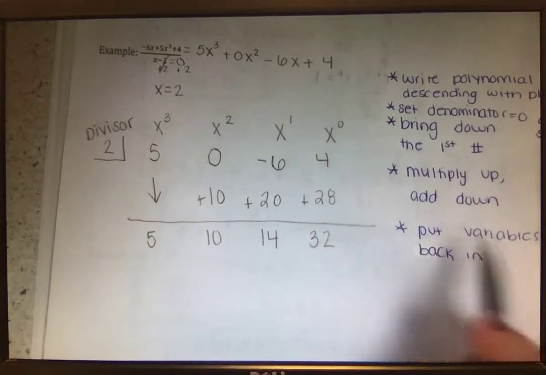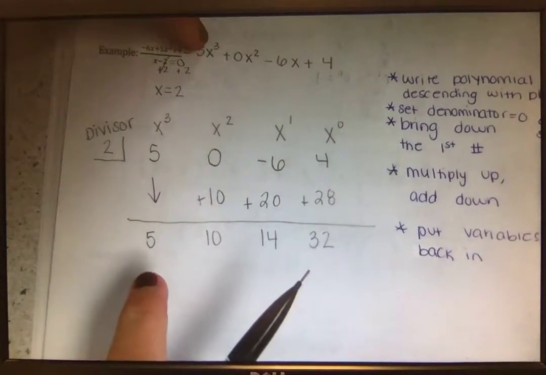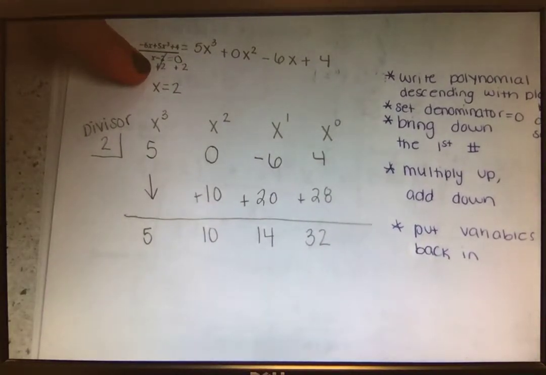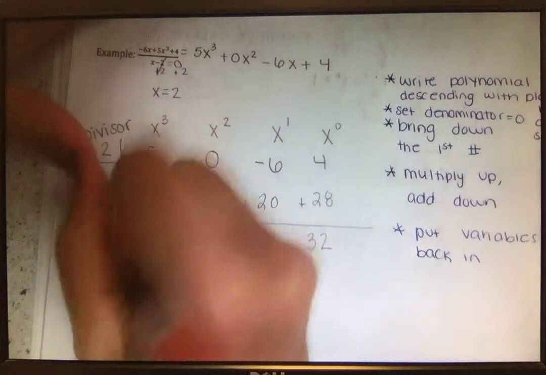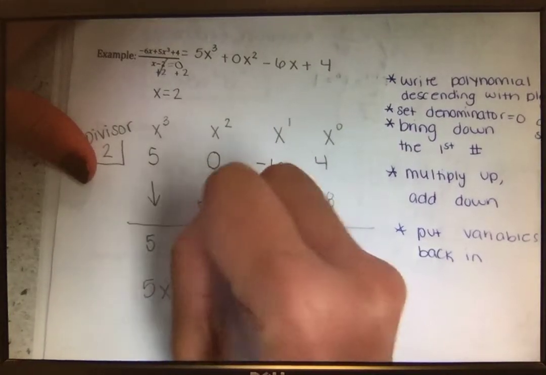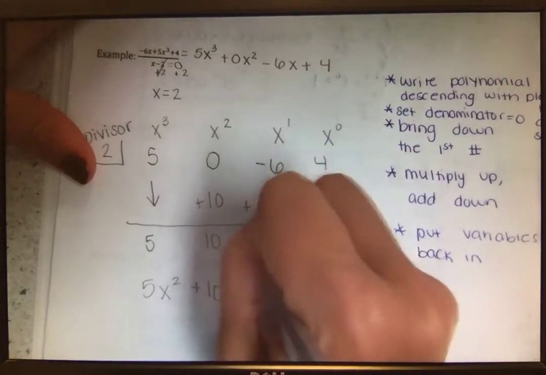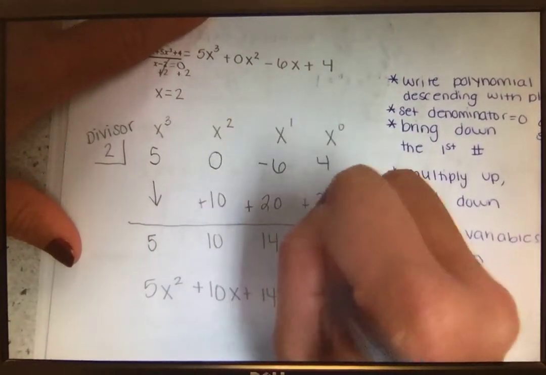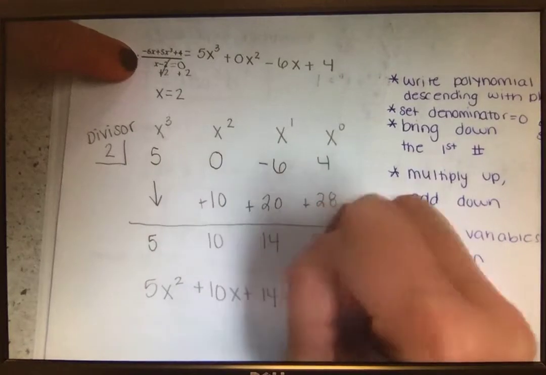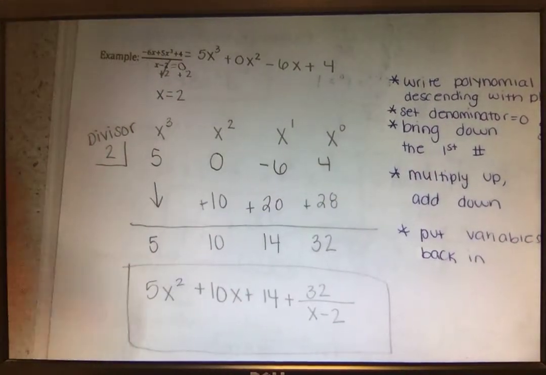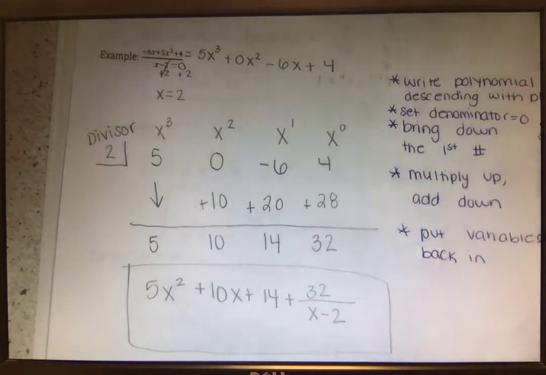All right, so our last thing is putting our variables back in. We had x cubed. We divided by x to the first power. We took away an x. We subtracted an x. So we're left with x squared. So we have 5x squared in descending order plus 10x to the first power plus 14x to the 0 power, so no x's. And last but not least is our remainder, which is 32, over our divisor, which is x minus 2. So that's our final answer, 5x squared plus 10x plus 14 plus 32 all over x minus 2.